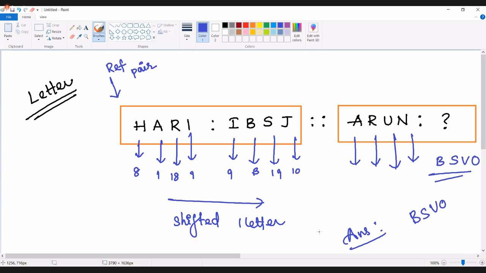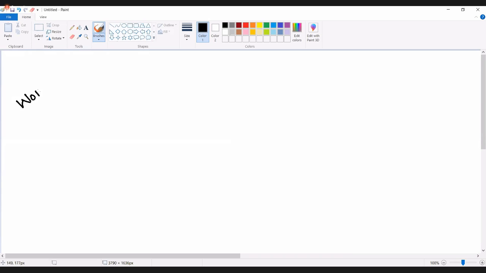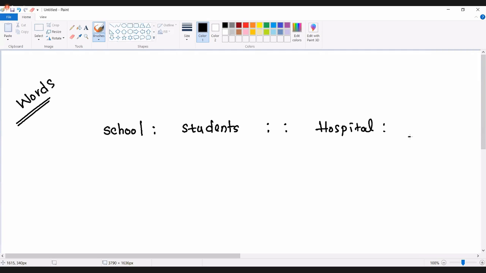So if you see numbers, that is called number analogy. If you see letters individually, that is called letter analogy. Sometimes you are going to see questions where you can see words. So how are word-based questions given? I'm just taking a very simple example to understand better. The question is given as: school, students, then hospital is dash.